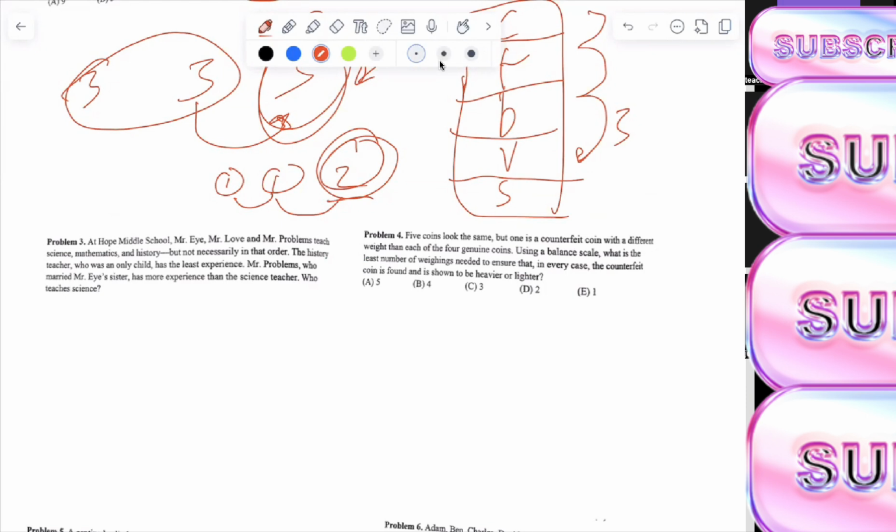So the history teacher is only a child, which is logically... we know that Mr. Problems is not the science teacher, but Mr. Problems also isn't the history teacher, I'm pretty sure, because Mr. Problems is already married, and you're not gonna marry when you're like 10 years old, something like that. But anyways, it means that Mr. Problems is mathematics. Mr. P math.